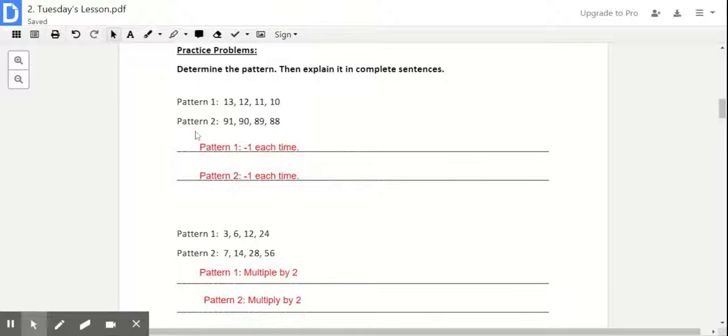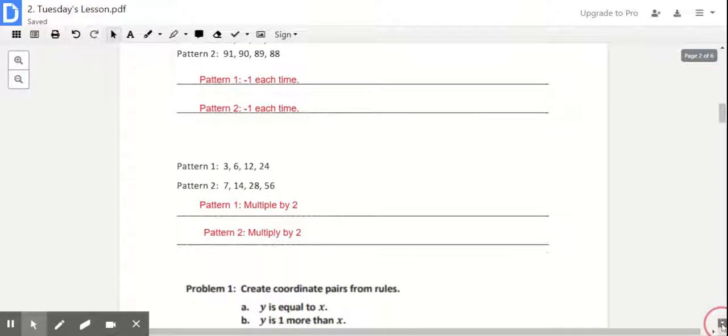Pattern 2, the same exact pattern, but just different numbers. So I went from 91 minus 1 equals 90, 90 minus 1 equals 89, 89 minus 1 is 88. Minus 1 every single time.